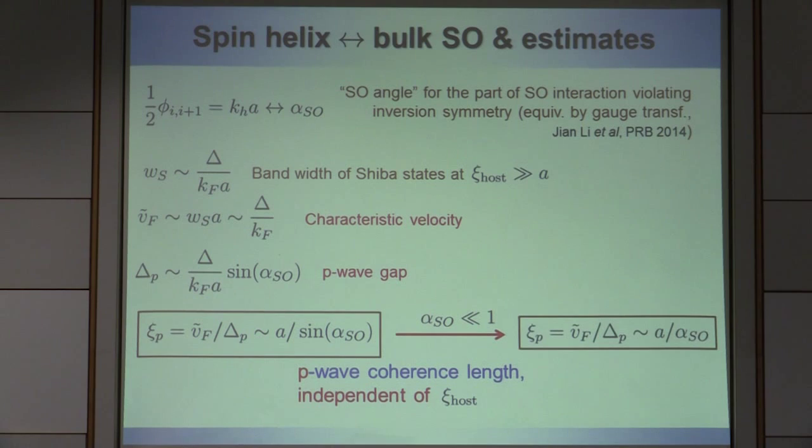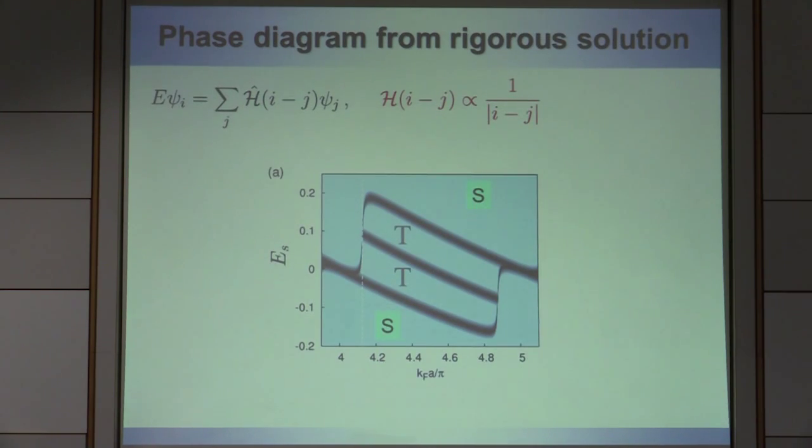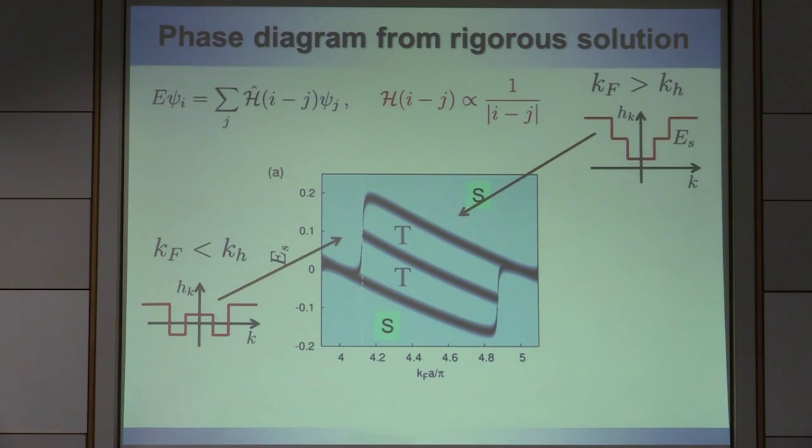If alpha is small, then I can replace it by A over alpha SO. After all, it's a relatively simple Hamiltonian, so one can do a Fourier transform and study the spectrum in all its glorious detail. Here's the result. This long-range hopping leads to a strange spectrum consisting of straight lines. The Fourier transform of 1 over x is a logarithm, whose imaginary part is a step, so that gives a strange dispersion relation.